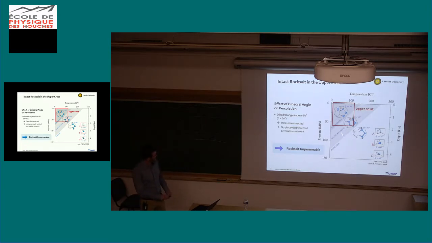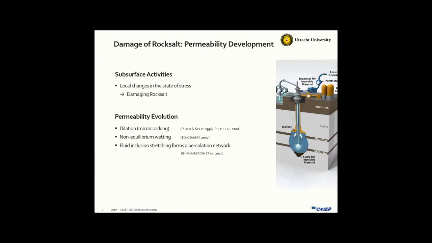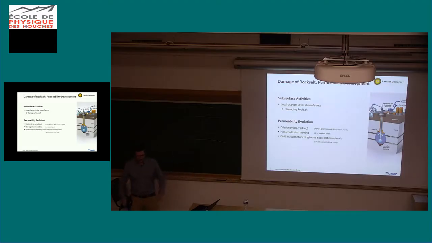However, if we increase temperature and pressure conditions, the water that is already in between the grain boundaries could redistribute in a way that a connected fluid network could be established. Another way, of course: if we have subsurface activities in rock salt, we change the local state of stress, and thus we damage rock salt. This can lead to increasing permeabilities in a brittle way.